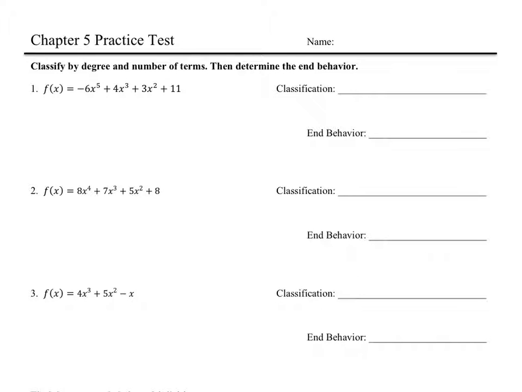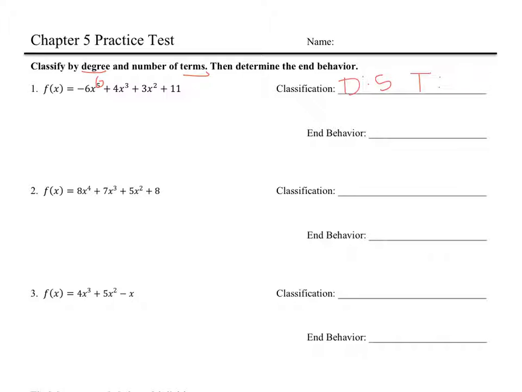Alrighty then. Okay, classification. Make sure you read directions, and it says classify by degree and terms. So when it says classification, you know what I'm looking for. It's already in standard form because I'm such a nice person. So my degree here, my highest degree, would be this 5. So my degree here is 5.